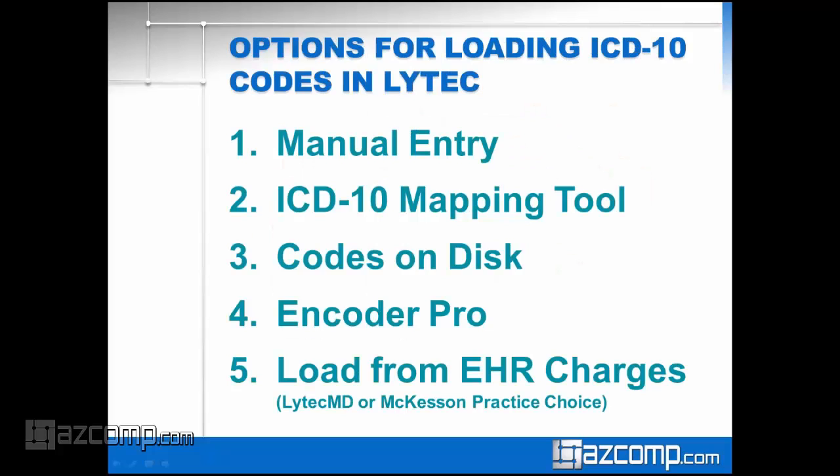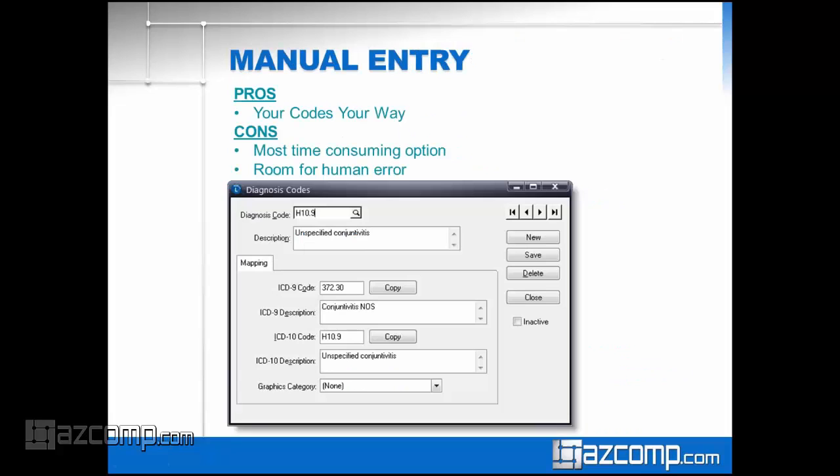Those are the 5 different ways: your manual entry, or you can use the mapping tool. Those first 2 are, of course, included with your product. Codes on Disk and Encoder Pro are other optional ways to get your ICD-10 codes loaded. They are additional costs, but they can be a great time saver for you. And then the last one is, again, if you have one of our EHR products that's compatible with Lytec MD or McKesson Practice Choice, just sending those over will work.